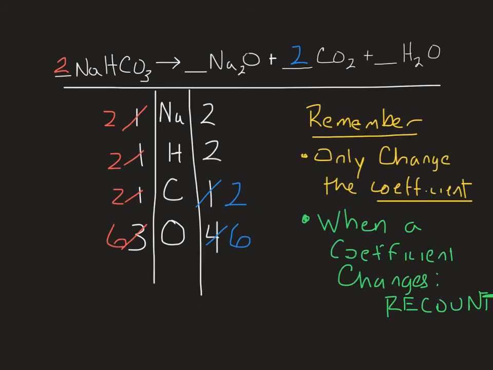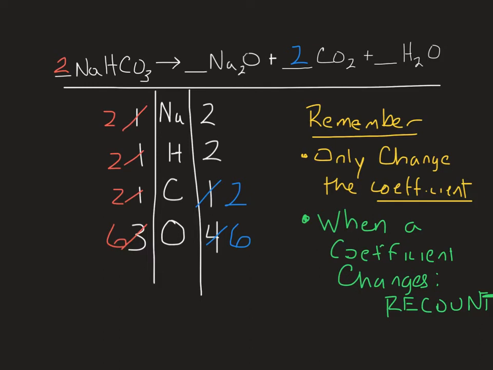So remember, when you're balancing a chemical reaction, you can only change the coefficient. That's the number in front of the molecules. You're changing the number of molecules, you're not changing the formula of the molecules. Then, whenever you change the coefficient, make sure you recount everything that changes, but only what that changes. So when I change the 2 in this NaHCO3, all of the things change. But when I change the 2 for the carbon dioxide, it only changed the amount of carbons and oxygens.